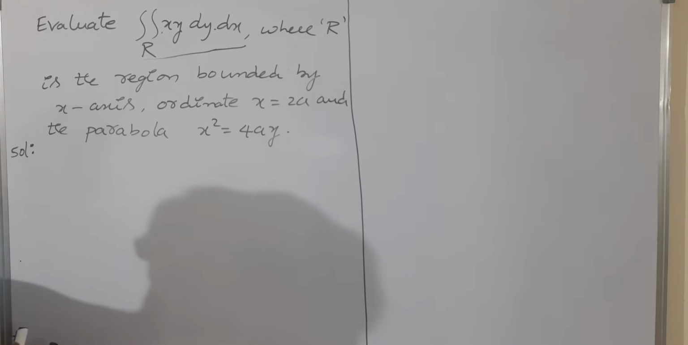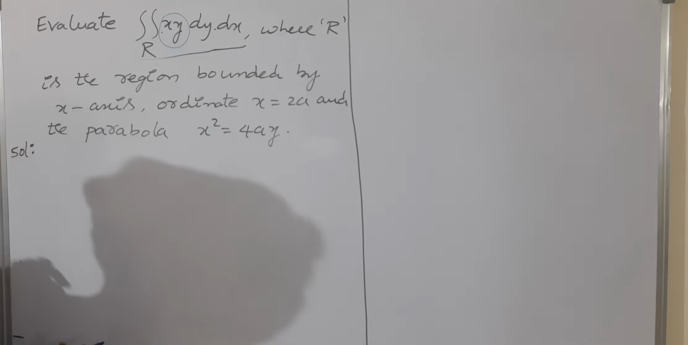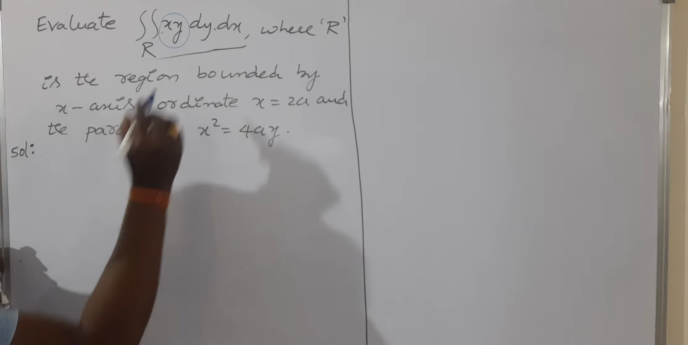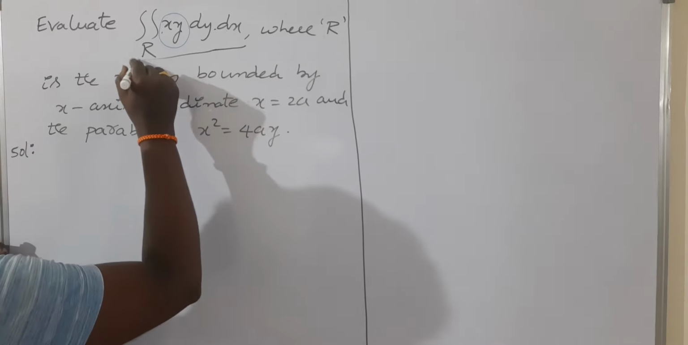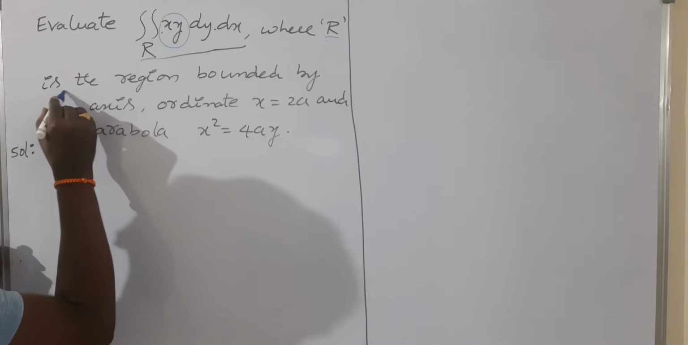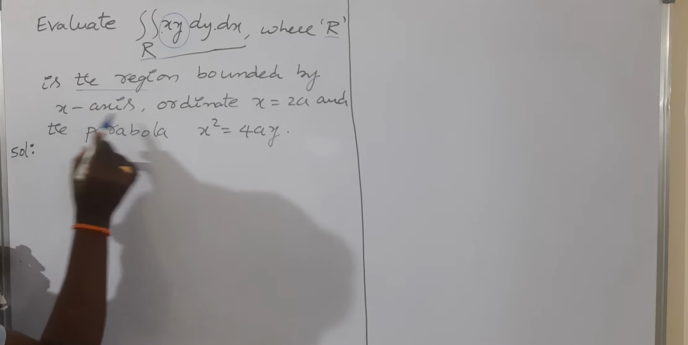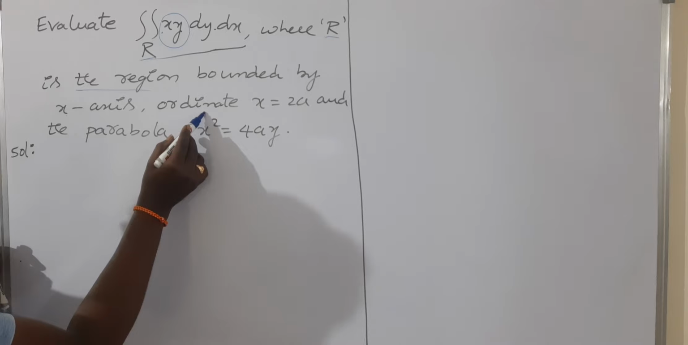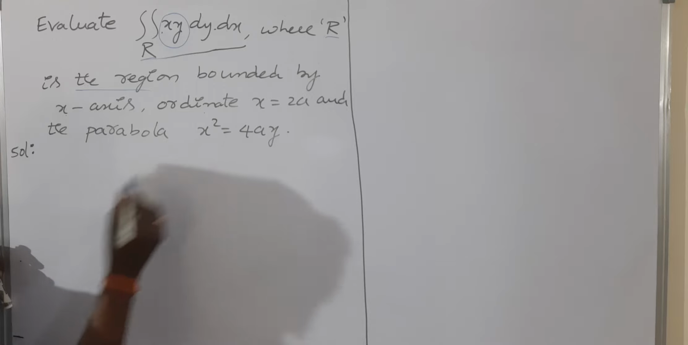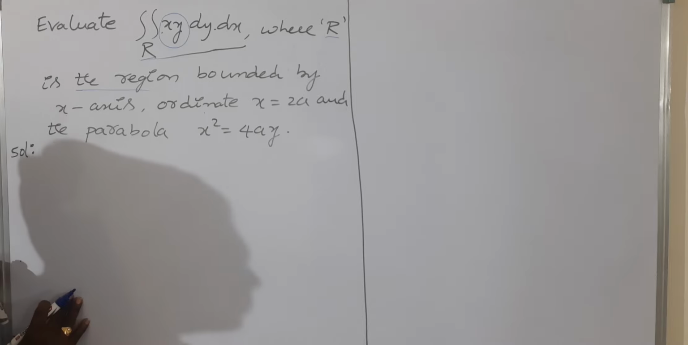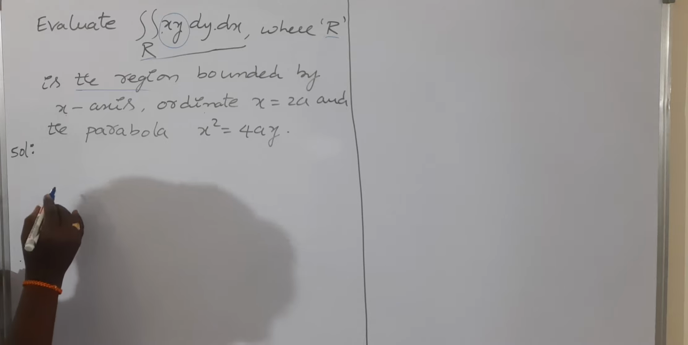We have to find the integration of the function xy with respect to y and then with respect to x, where R is the region bounded by the x-axis, the ordinate, which means the straight line x is equal to a, and the parabola x square is equal to 4ay. Okay, so first write the given equations of the curves.